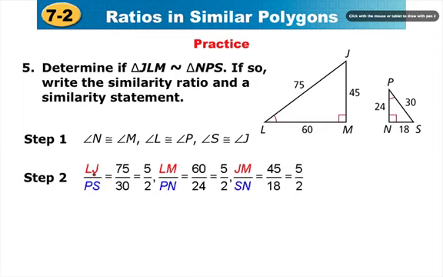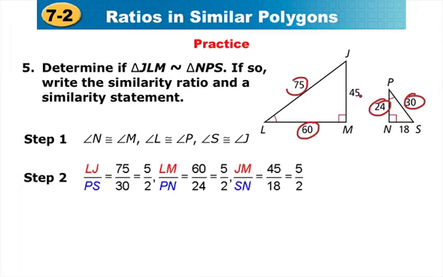So we're looking at LJ, which is the longest side in the triangle. 75 corresponds to 30. And 75 over 30 reduces to 5 halves. And then we have LM over PM. Why? Because 60 and 24 are the middle segment lengths. And then I get 60 over 24, and I get 5 over 2 once I reduce.